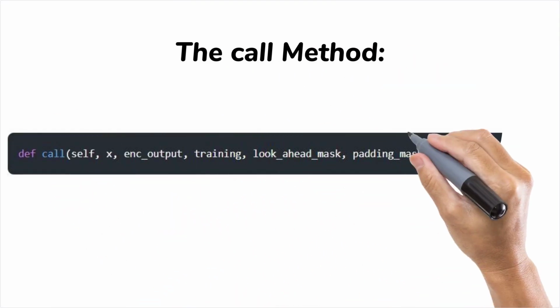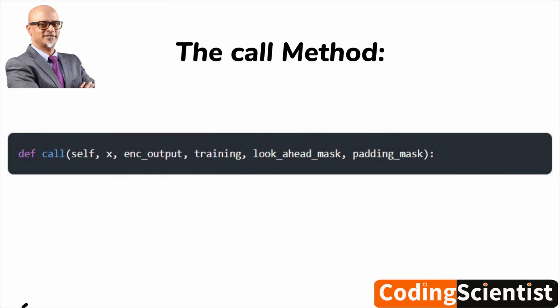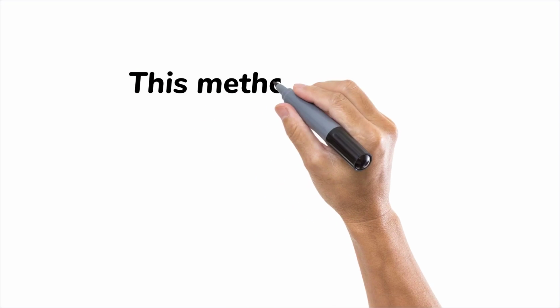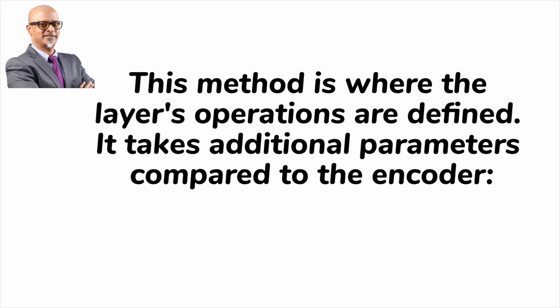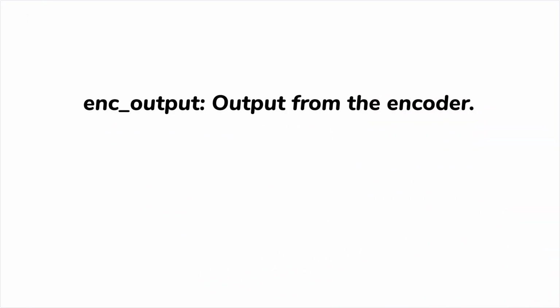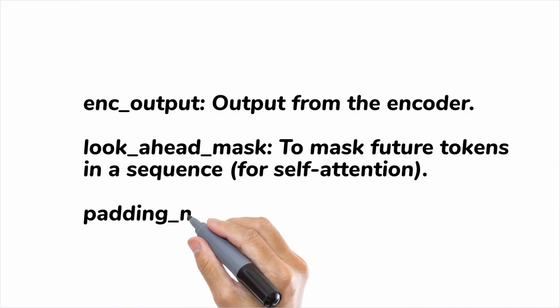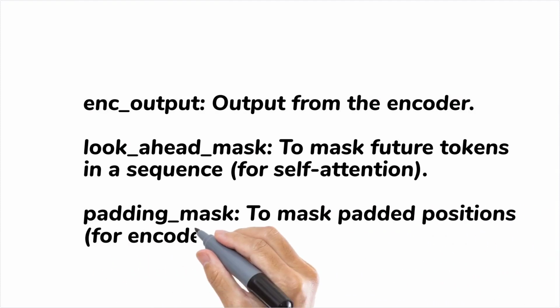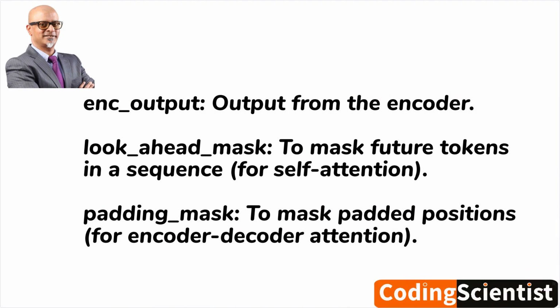The call method: def call(self, x, enc_output, training, look_ahead_mask, padding_mask). This method is where the layer's operations are defined. It takes additional parameters compared to the encoder. enc_output, output from the encoder. look_ahead_mask, to mask future tokens in a sequence, for self-attention. padding_mask, to mask padded positions, for encoder-decoder attention.